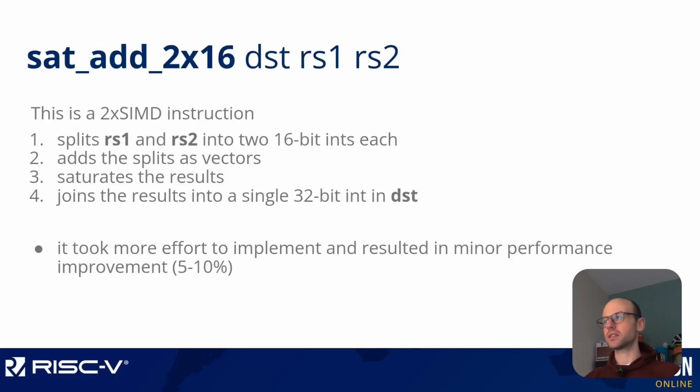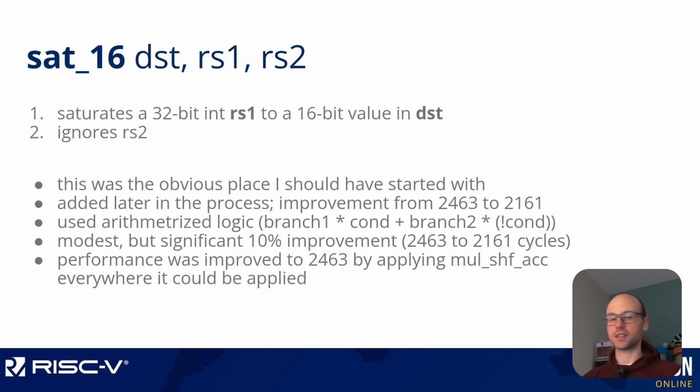Another instruction I implemented is called sat add 2 times 16, which is a SIMD instruction. It splits RS1 and RS2 into two 16-bit ints each, and then adds the splits as vectors, saturates the results, and joins the results back into a single 32-bit integer in dest. This took a lot of effort to implement, and it resulted in a minor performance improvement of 5 to 10%. So I would say for this use case, it was not really worth it. But maybe I didn't implement it the right way. In any case, let's move on to the next instruction, sat16.